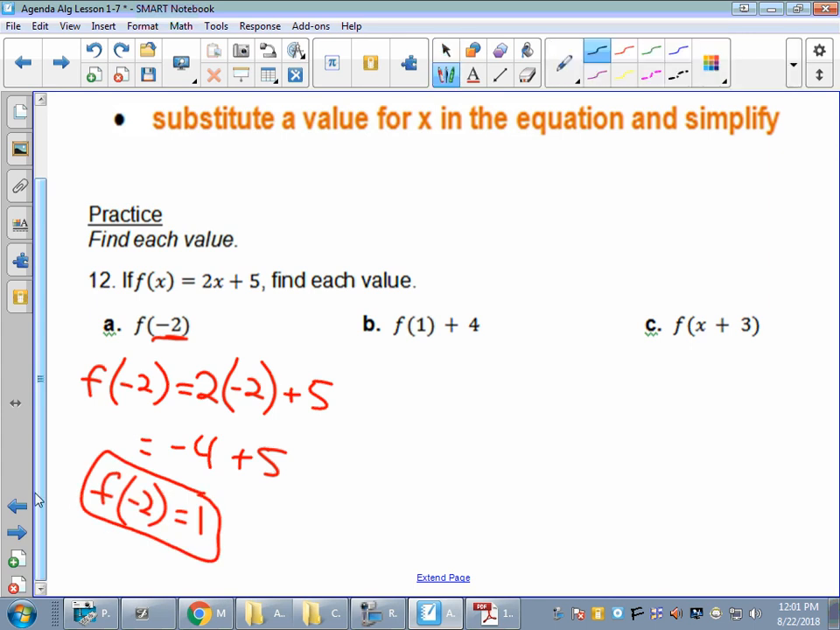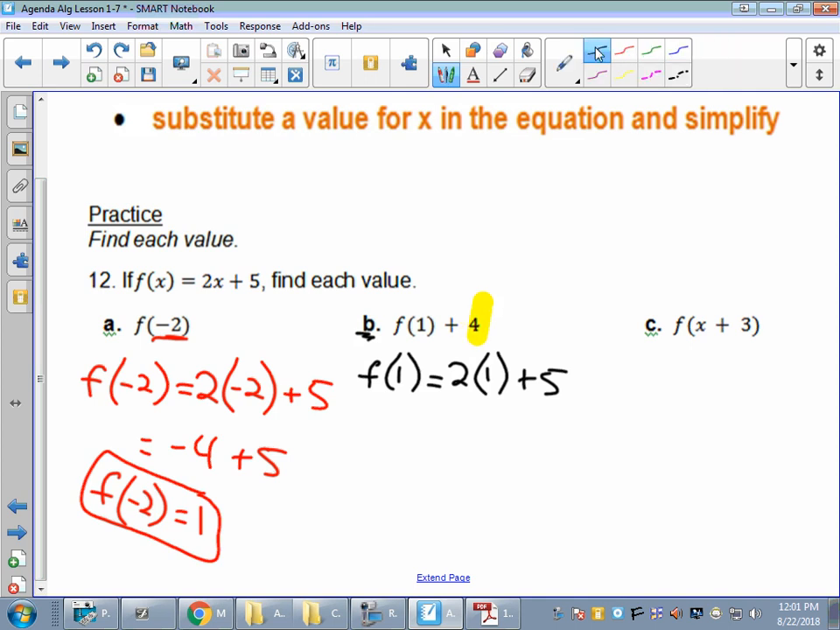Okay. Example B is a little bit tricky because we've got f of 1 plus 4. Now, I've got to point out that this plus 4 is not in the parentheses. So when we plug in our 1, we're only plugging it in where the variable is. You can save that 4 for later. So we go f of 1 equals 2 times 1, because I'm substituting that in for x, plus 5. And I'm just going to save that 4 for the very end. I'm going to highlight it here so I remember that it's there. We can't forget about it.